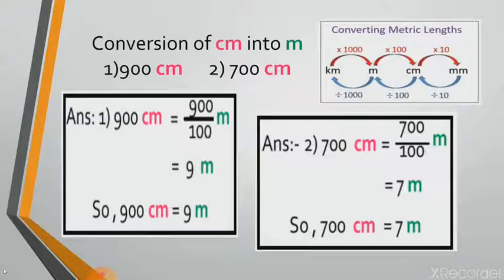Now conversion of centimeter into meter. So here for converting centimeter into meter we have to divide by 100. So see here, 900 centimeter equals 900 divided by 100 meter. It means 9 meter. So 900 centimeter equals 9 meter. Second one is 700 centimeter. 700 centimeter equals 700 divided by 100 meter, equal to 7 meter. So 700 centimeter equals 7 meter.